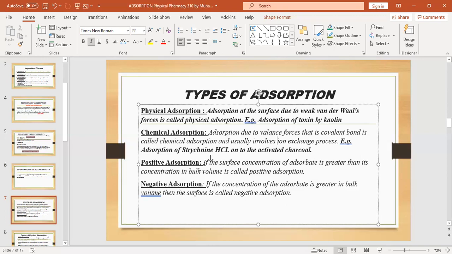While by negative adsorption, we mean that the concentration of the adsorbate, the substance which is going to be added, is greater in bulk volume than on the surface. It means the concentration of the adsorbate is greater in bulk volume and less on the surface. This type of adsorption is called negative adsorption. Let's proceed further.